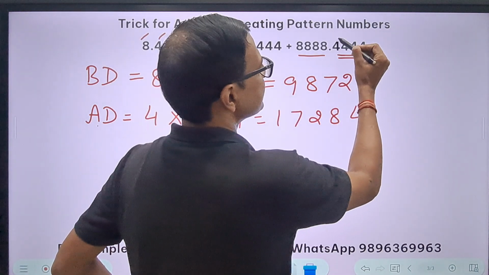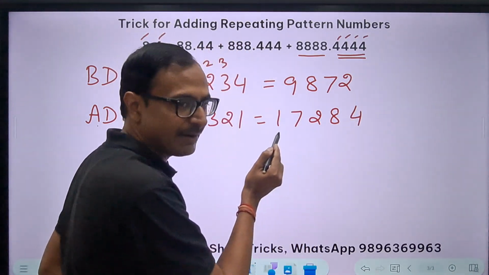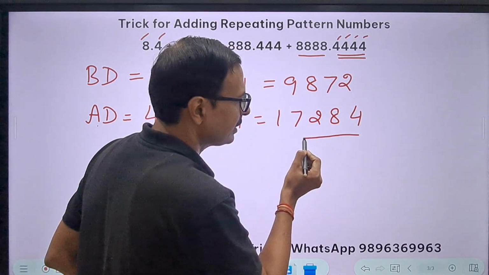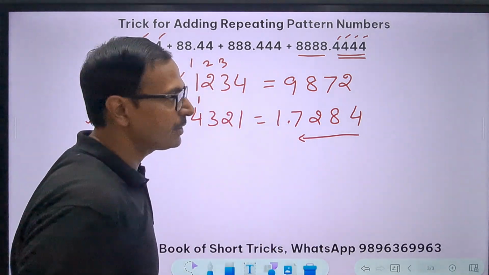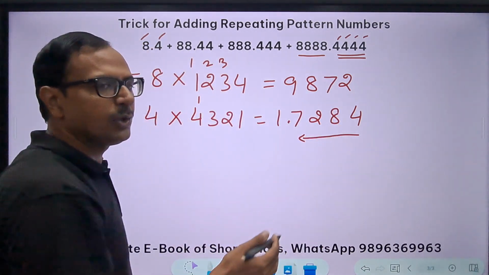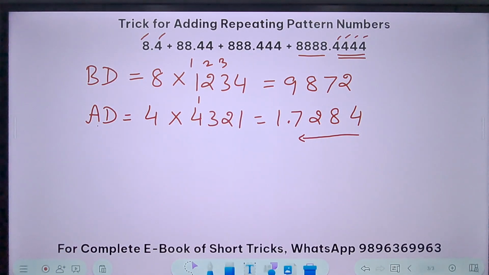Here you have 4 decimal places, but here you have 5 digits. So you got to put a decimal 4 digits from the right hand side. This is the answer. And now just add these two. You are going to have your final answer for the question.